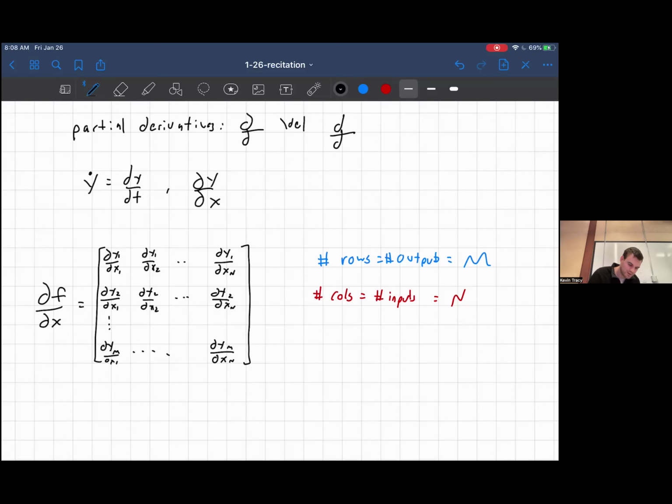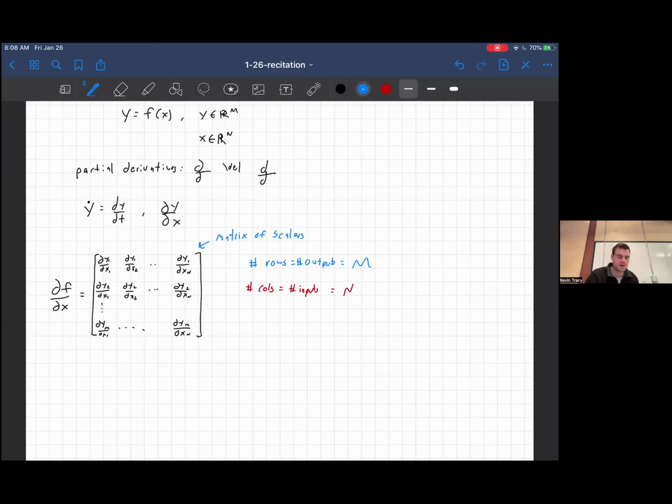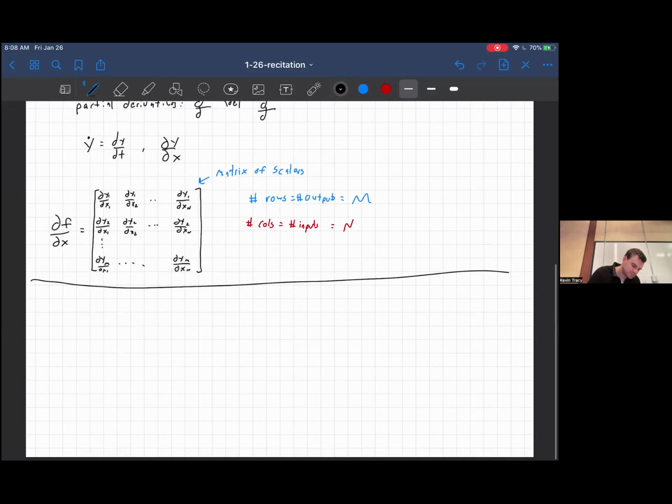And these are all scalars. So this is a matrix of scalars. Okay. Now, the next thing we can talk about is a different function. So this is the Jacobian for vector valued functions. So vector in, vector out. The Jacobian is the best I can do as far as the most meaningful derivative I can come up with. But what if we have a function that has a scalar output? Then we have a few more options.